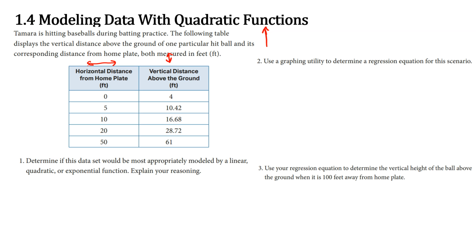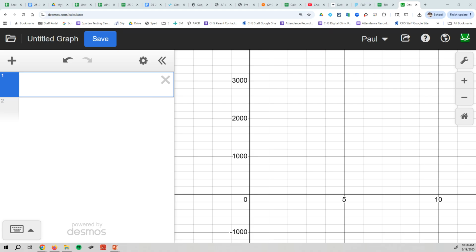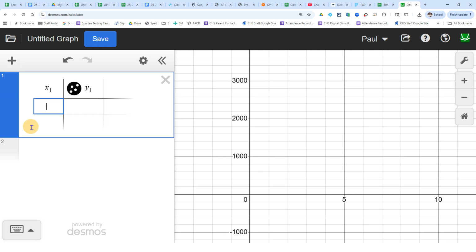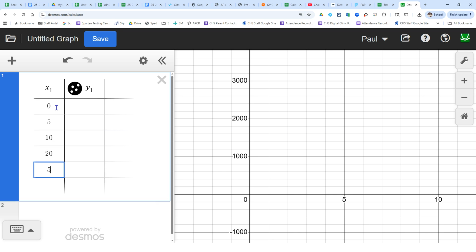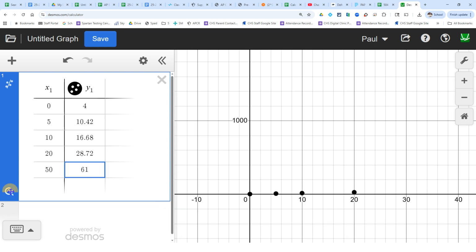Usually quadratic involves going up and down. So that's going to tell us here. But we can put all this data in here. So we're going to insert a table. And we've got 0, 5, 10, 20, 50. We've got 4, 10.42, 16.68, 28.72, and 61.